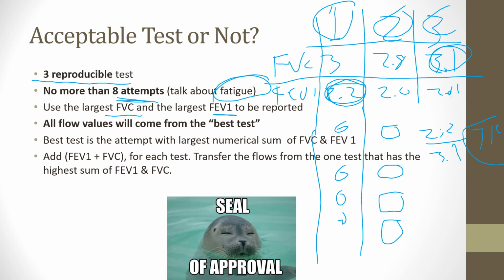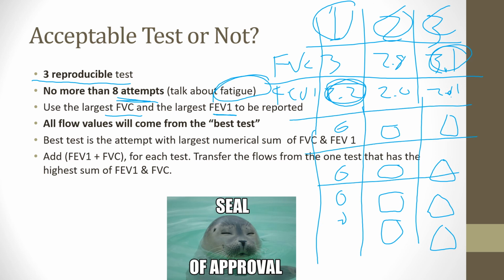Here, let me erase this real quick. All right. Test 3, we'll do triangles, triangles, triangles, triangles. Okay. So how do I know which flow rates to use, the circles, the squares, or the triangles? I'm going to add up my FEV1 and FVC. So this first one was 3 and 2.2, and that is 5.2.